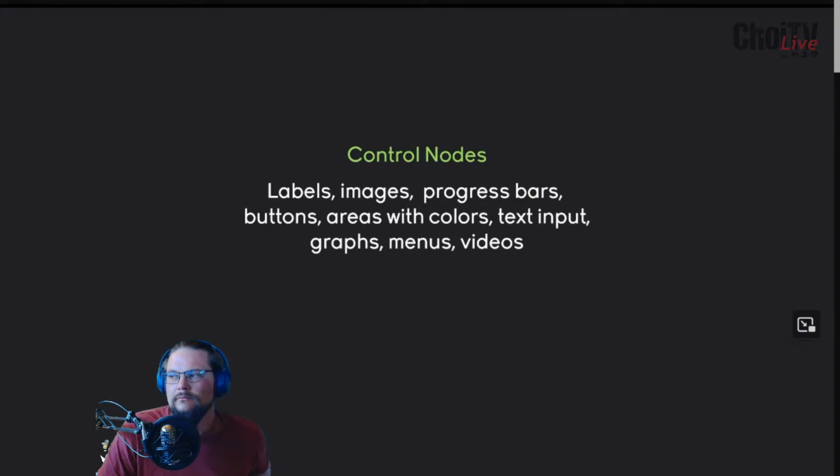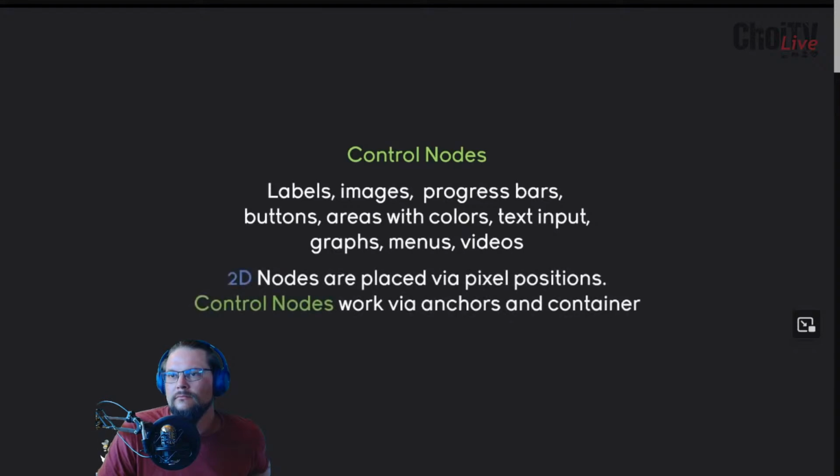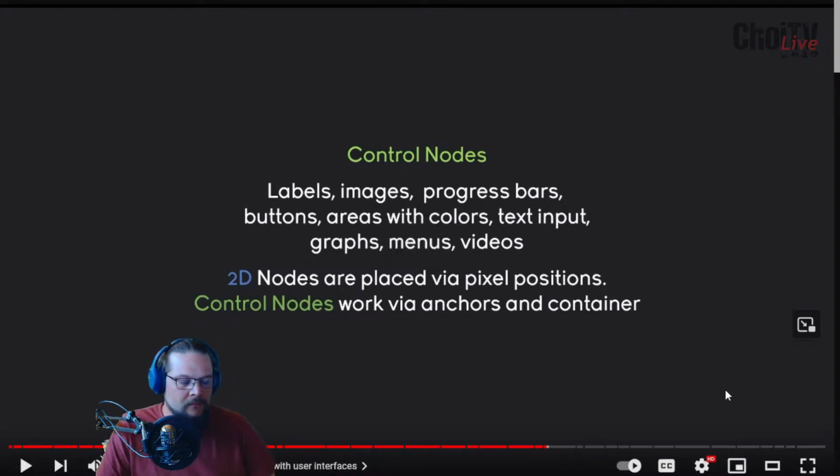In just a second, I will cover quite a few examples, but before that, there's something really important I have to cover. And that is, when we are placing 2D nodes, we are working with pixel positions, which means that any 2D node has an X attribute and a Y attribute, and together those two determine the position of a 2D node. Control nodes work differently. For those, you either use anchors or containers or both. You still have X and Y.